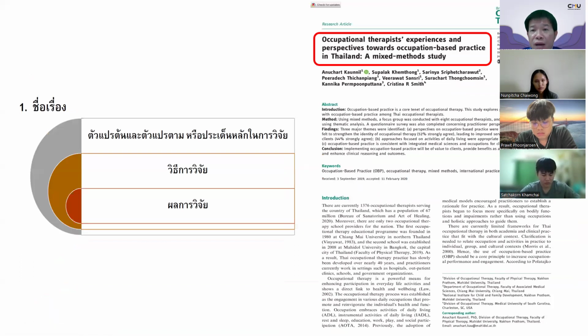Have a look. This is my research paper, which I published in a British journal. The name of this is, I suggest, Occupational Therapists' Experiences and Perspectives towards OBP or Occupation-Based Practice in Thailand. And I use, as you can see, mixed method. It means quantitative and qualitative integrated together.